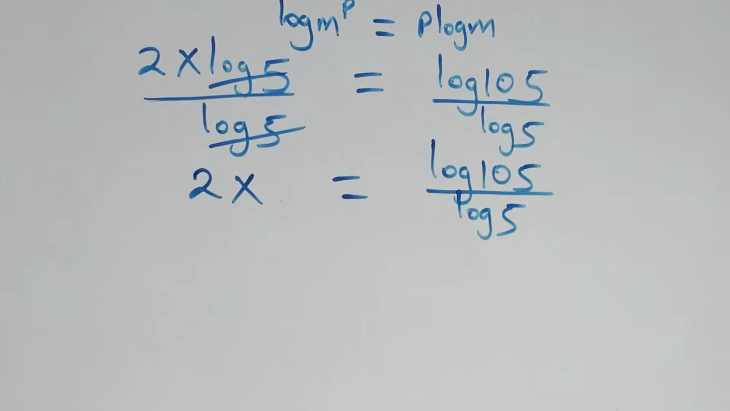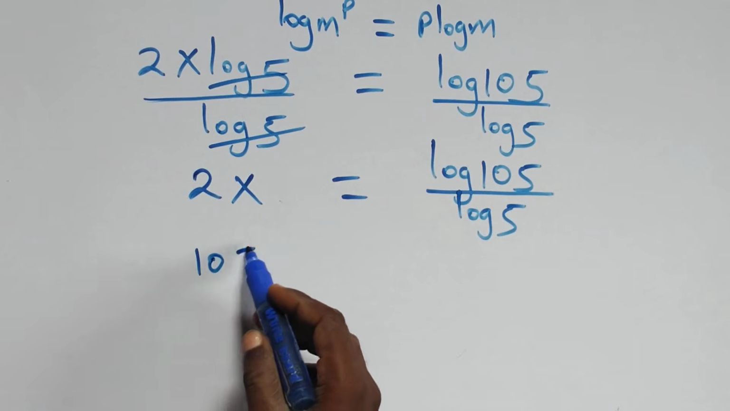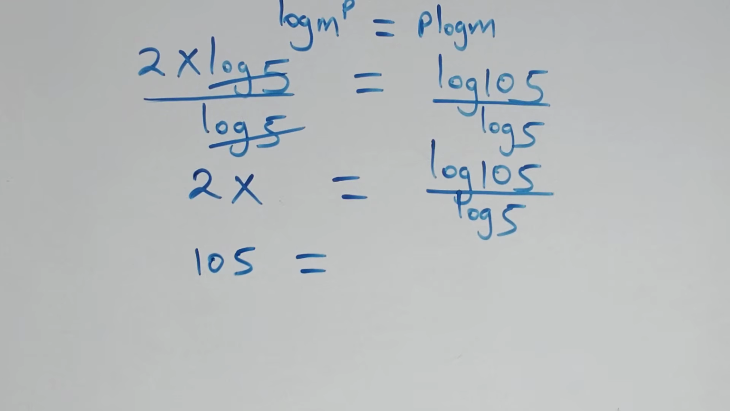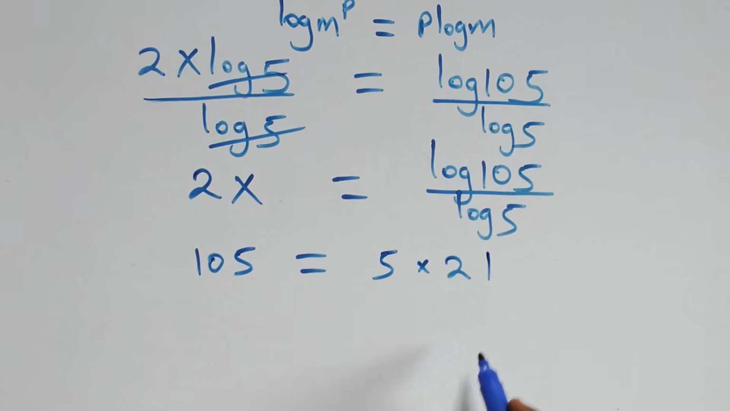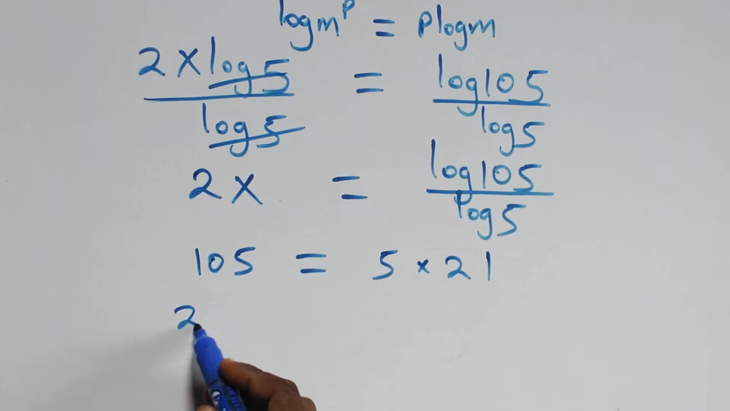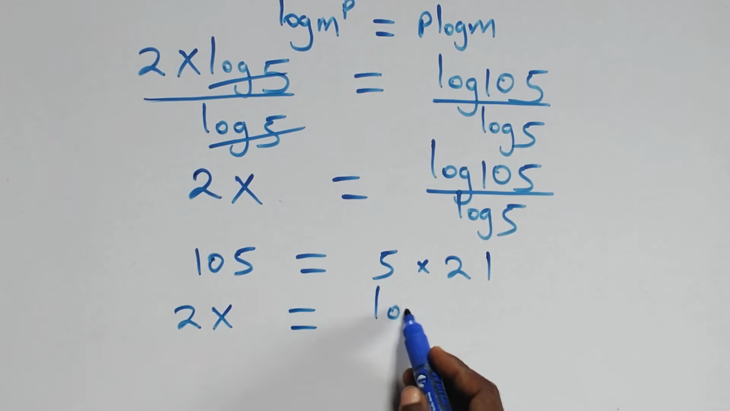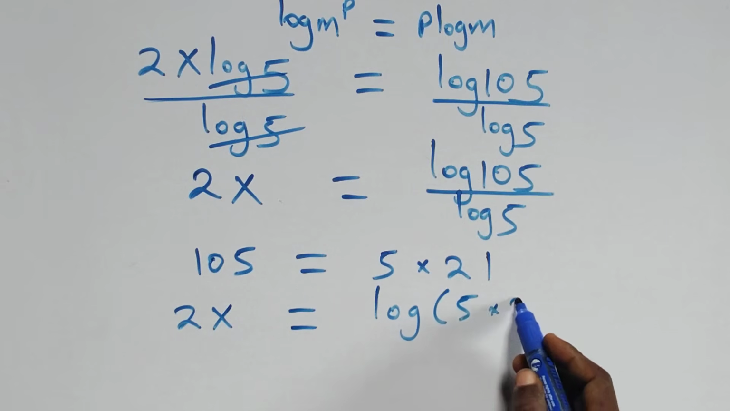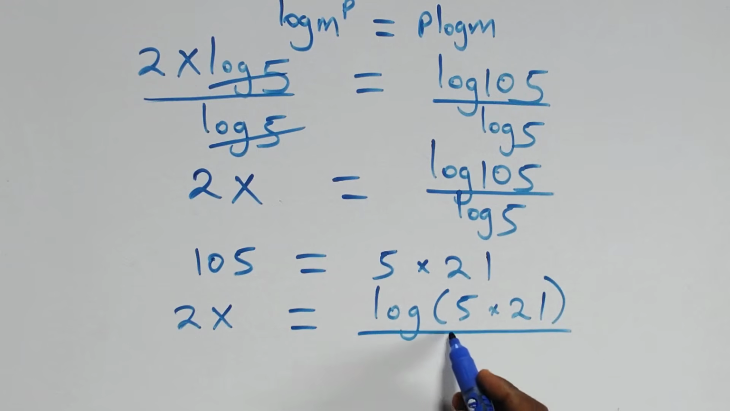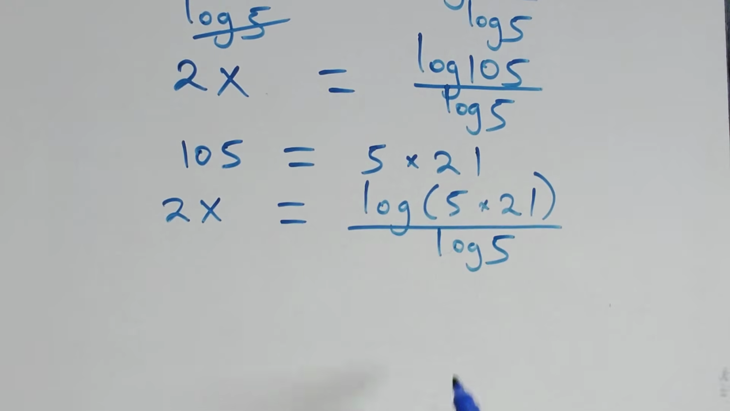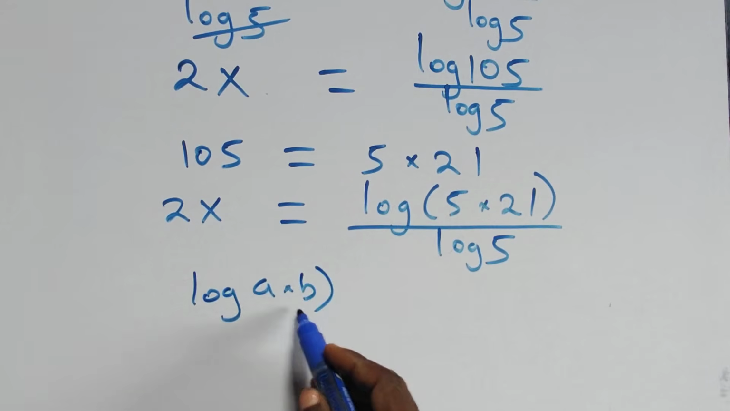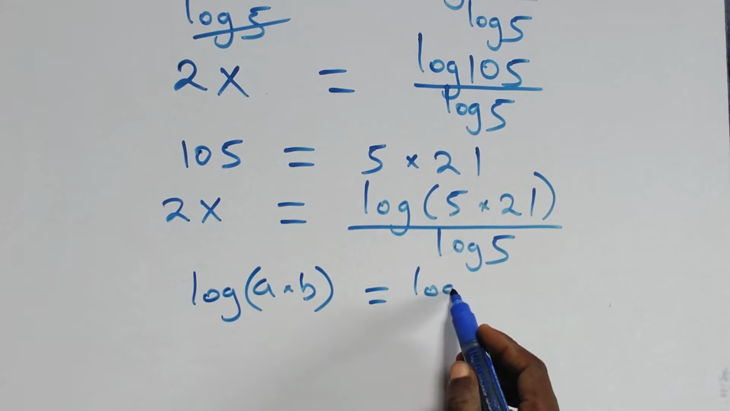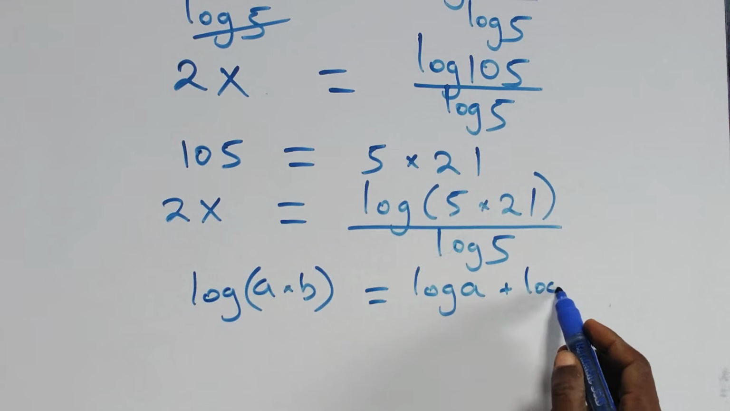That is, next step here, let's break 1 around 5 into a factor. That is, we have this become 5 times 21. So what we have becomes 2x equals to log 5 times 21 over log 5. That is, we apply the law of logarithm.